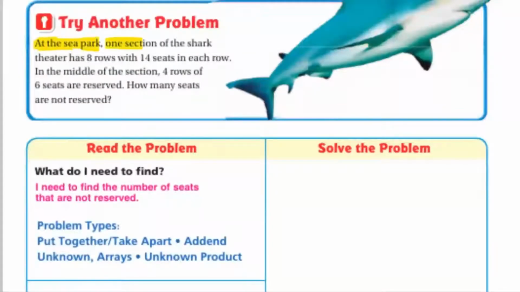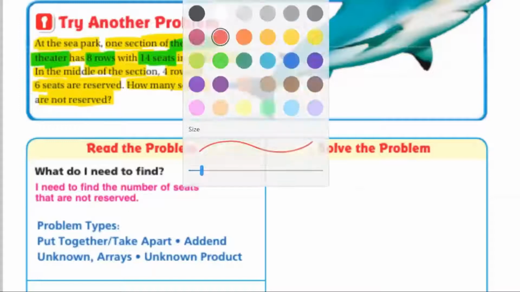At the seaboard, one section of the Shark Theater has 8 rows with 14 seats in each row. In the middle of the section, 4 rows of 6 seats are reserved. How many seats are not reserved here? So we are asking about the number of seats that are not reserved. Firstly, we have 14 seats, right? And we have 8 rows. To get the total number of seats in the Shark Theater, you have to multiply these two numbers by each other. So let's write with me.